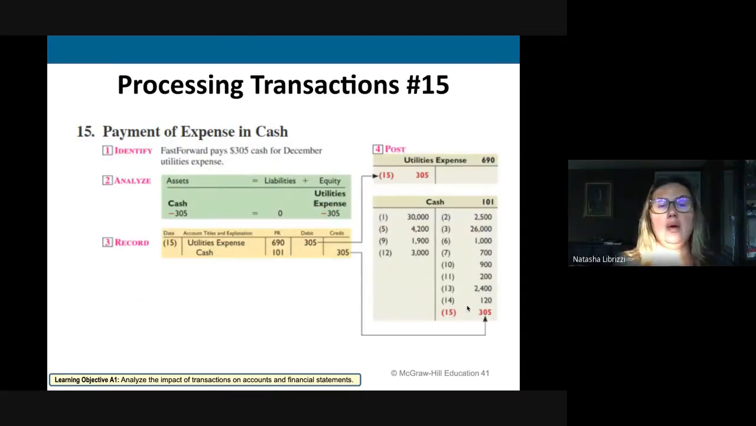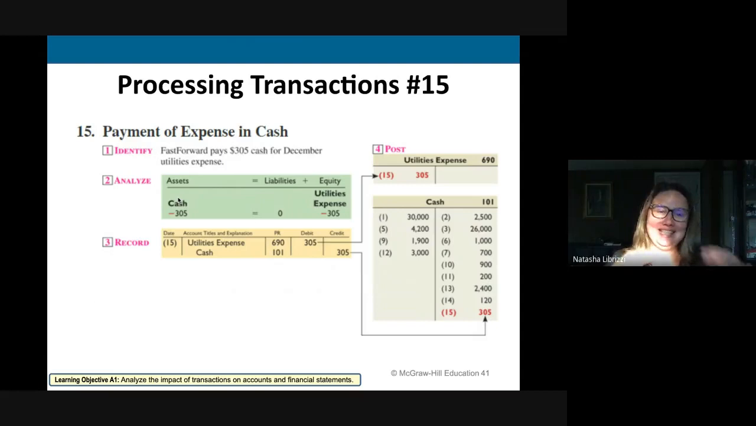We have a payment of an expense in cash. So Fastforward pays $305 cash for December utilities expense. We have seen this before, right? With rent, with salary. So we recognize expense. Expense is a debit. Credit cash, $305, is a decrease.